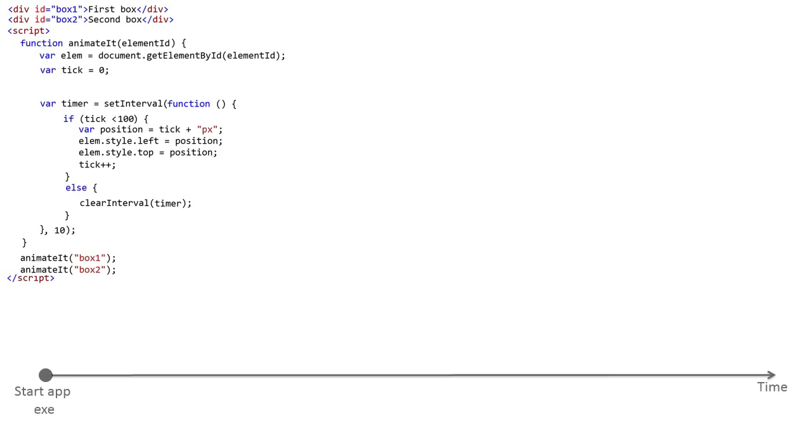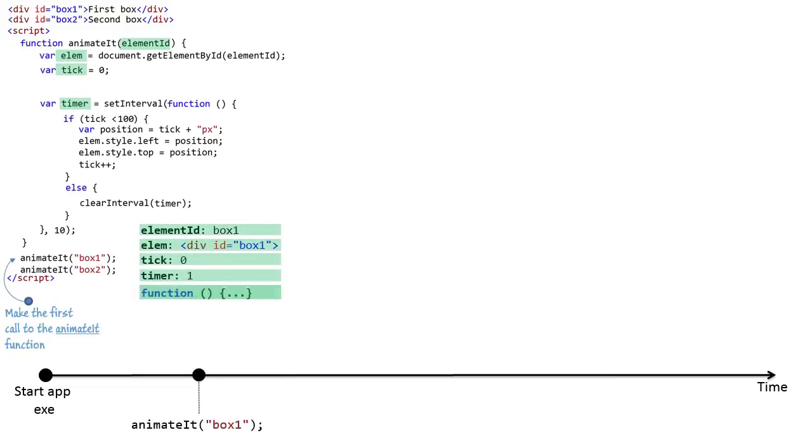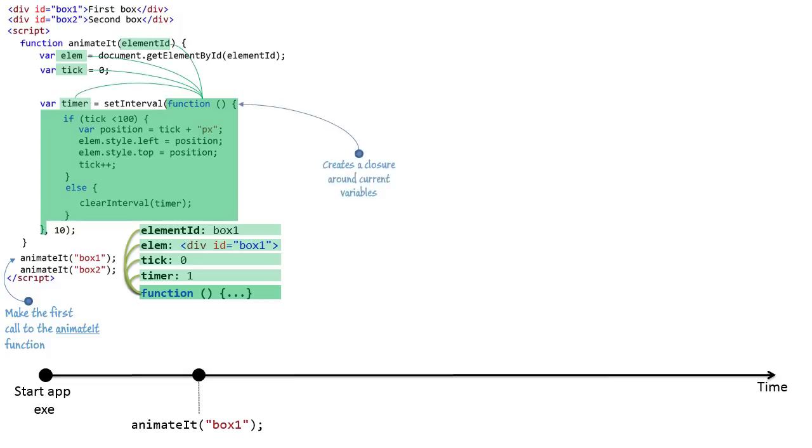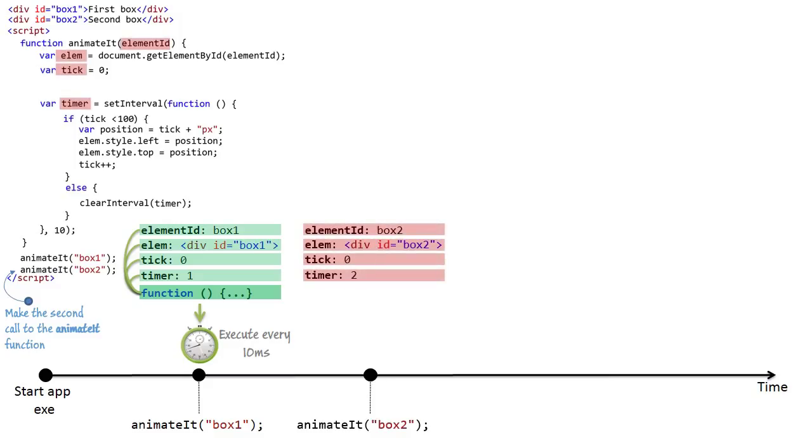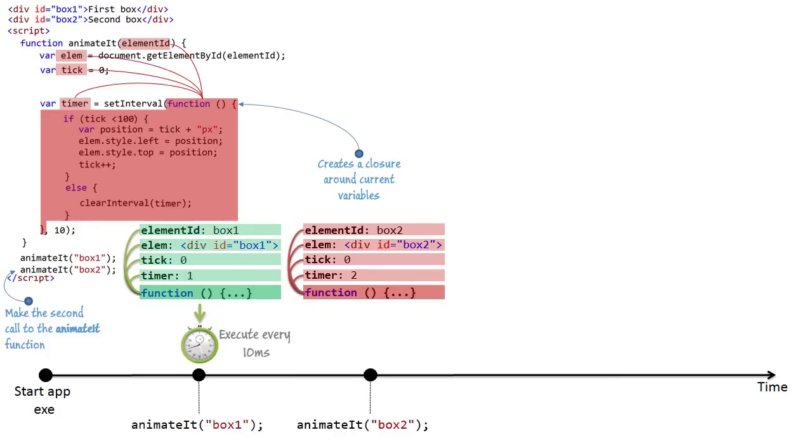Now we'll study a part of the application execution. Initially, we have the first animateIt call. This will define a couple of variables and a function closure around those variables. The function will be executed every 10 milliseconds by the browser. Next, we have the second call to the animateIt function. This will define a new set of variables and a new function closure around those new variables. This will also be executed every 10 milliseconds.